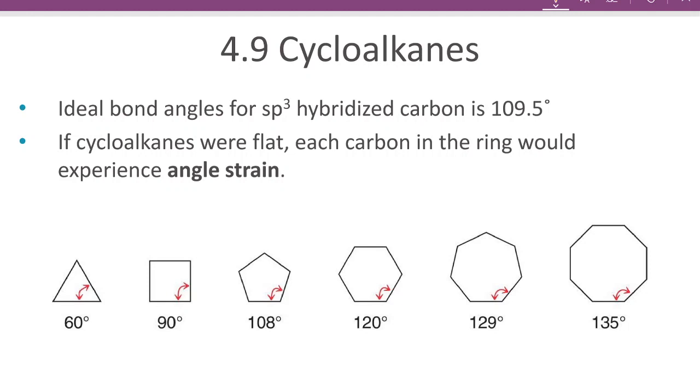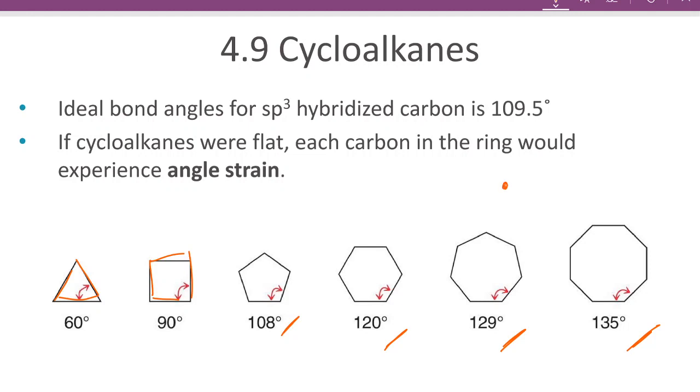But if they were flat, each carbon in the ring would experience some significant angle strain in most of these rings. So for a 3-carbon ring, we have a 60-degree angle here. And in fact, for cyclopropane, it is pretty close to 60 degrees. For a 4-carbon ring, we'd have a 90-degree angle if they were flat. A 5-carbon ring would be 108. A 6-carbon ring would be 120. A 7-carbon ring would be 129. And an 8-carbon ring would be 135.